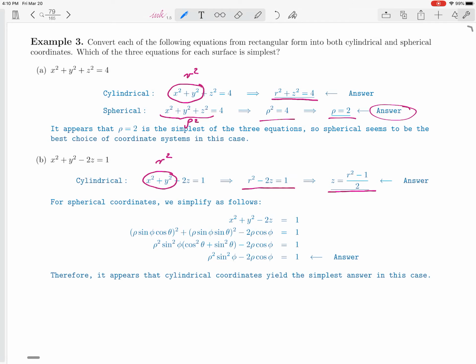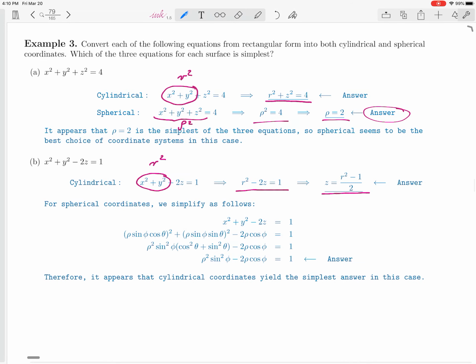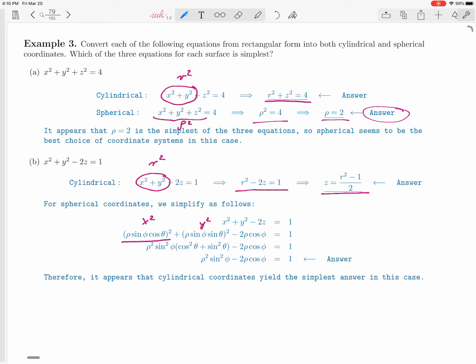For spherical coordinates, there isn't anything obvious that we can do, so we can go to our conversion table and just brute force what x is equal to, what y is equal to, what z is equal to. We remember that x is rho sine phi cosine theta and y is rho sine phi sine theta, so x squared plus y squared can be replaced with those other two quantities squared. And then z was rho cosine phi. And so we're getting this somewhat complicated looking equation.